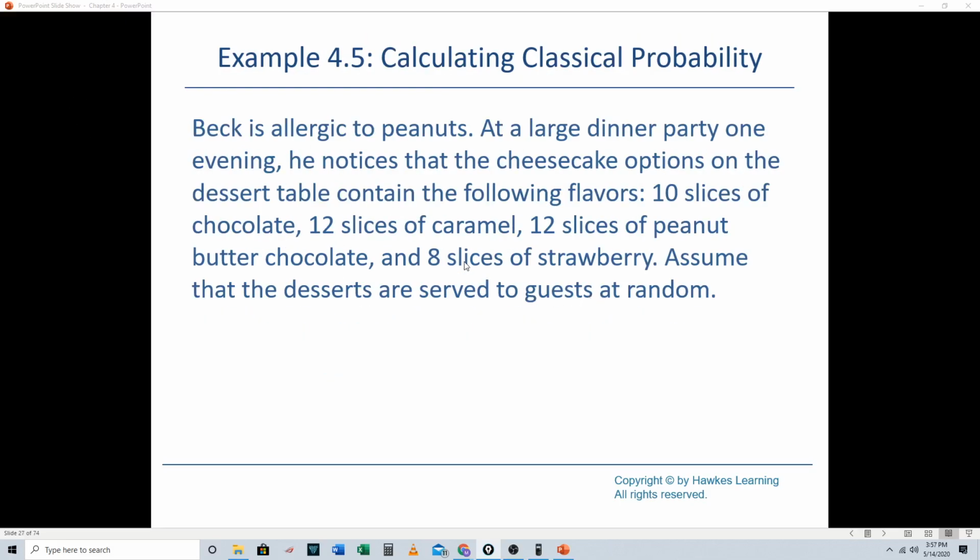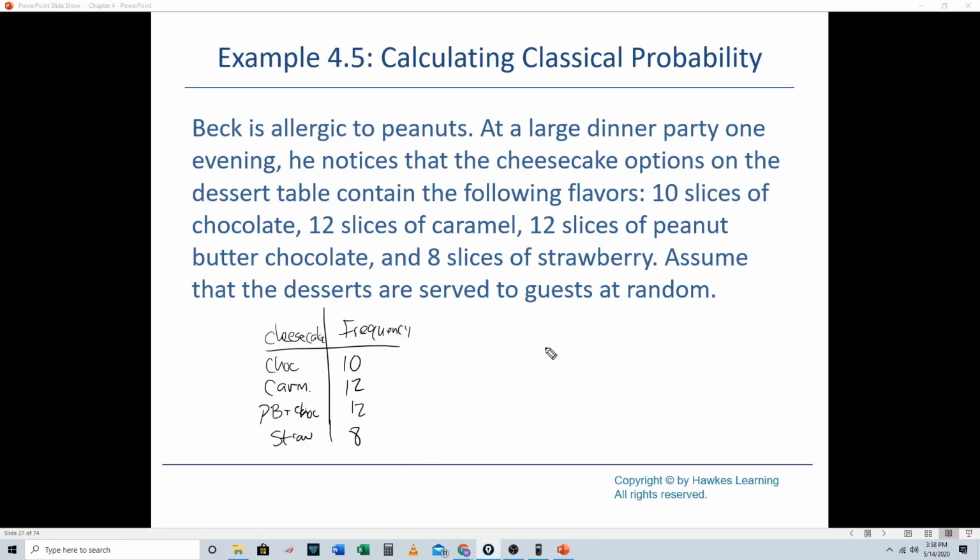All right. So here we have calculating probability. I'm going to write this in a way that they're going to see on the homework. I'm not going to put it in a paragraph. I'm going to put it in a chart. So we have chocolate, which was 10, caramel, which was 12, and then we have peanut butter chocolate, which is 12, and then strawberry, which was 8. So these are the different types of cheesecake. And if you remember, this is the frequency.